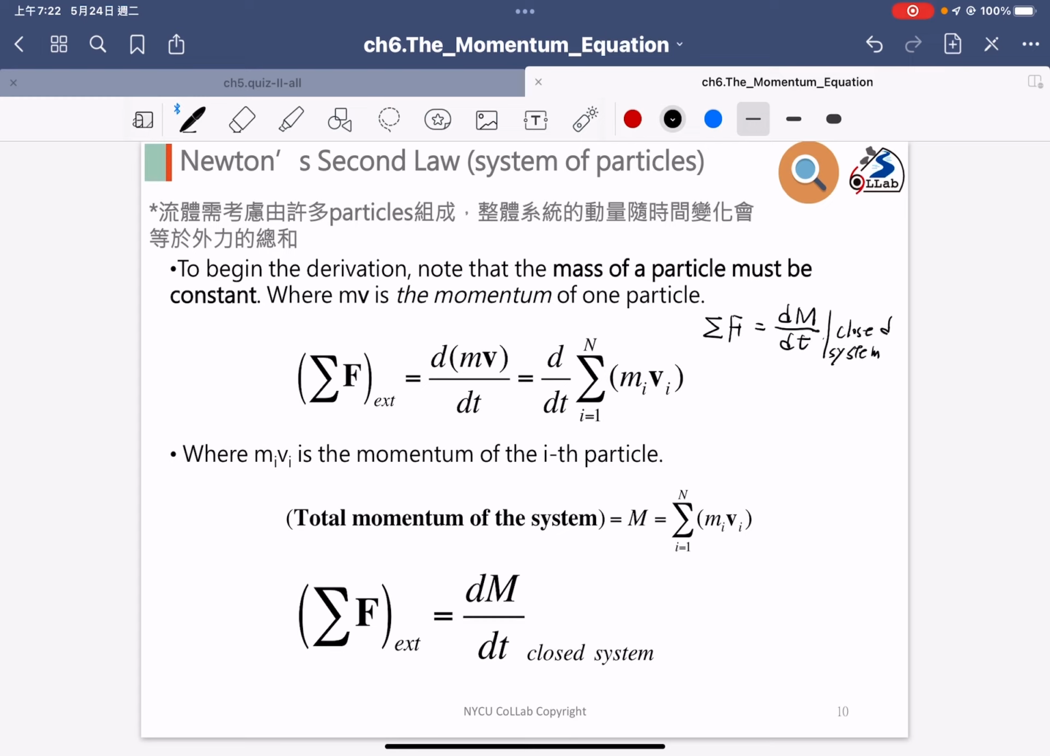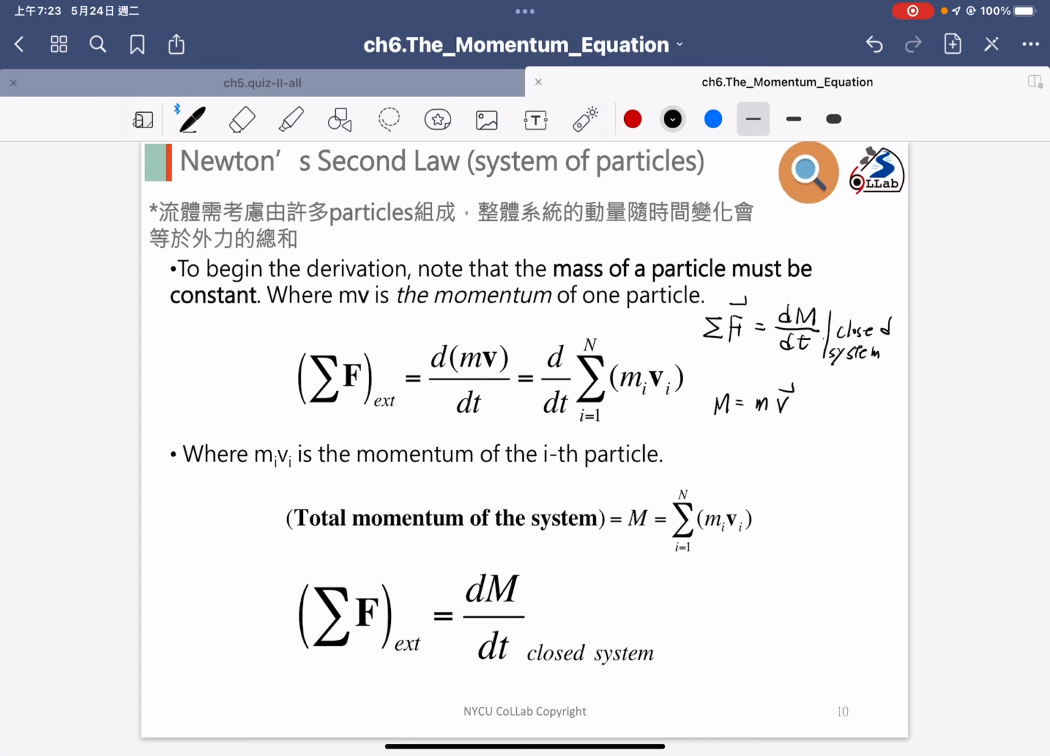Okay, so as you can see, first, what is the momentum? The momentum is the particle mass multiplied by the velocity, right? And because velocities in different directions will have different contributions to the external force, the force is a vector, and the momentum and the velocity are also vectors.